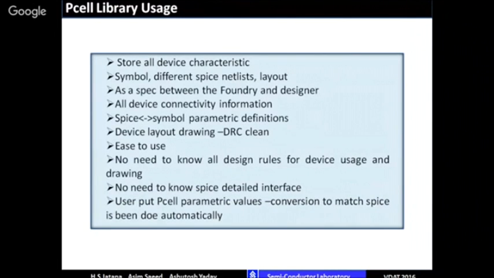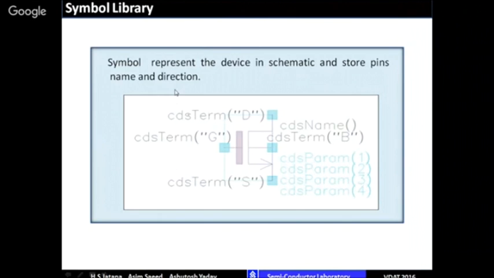So this P cell library, it has all device characteristics. Device characteristics means about the geometry of the device, about the voltage behavior, about the spice netlist. All information of the device is there in the P cell. So this way it helps you.